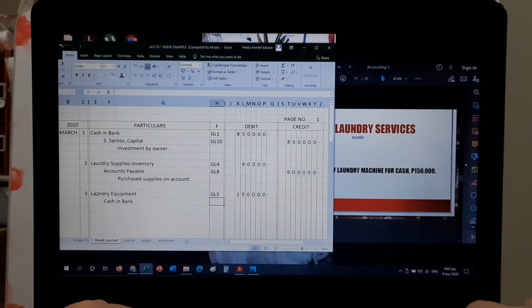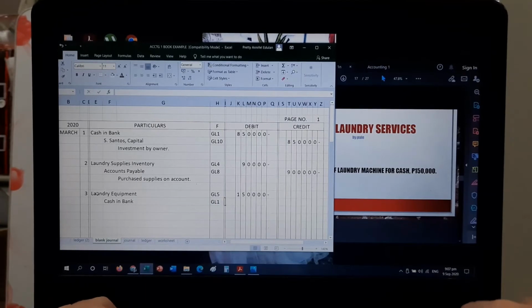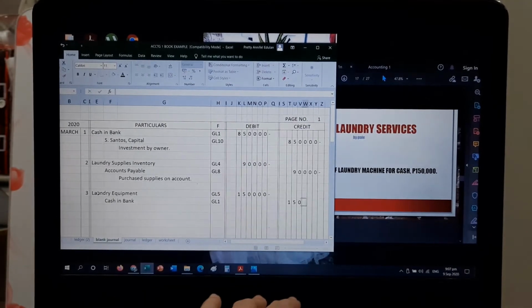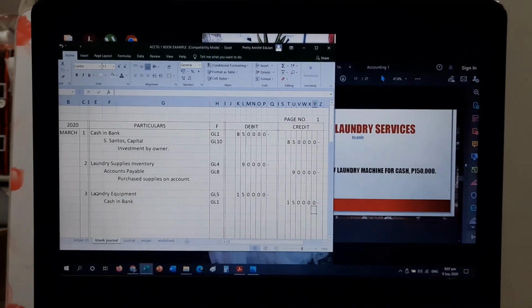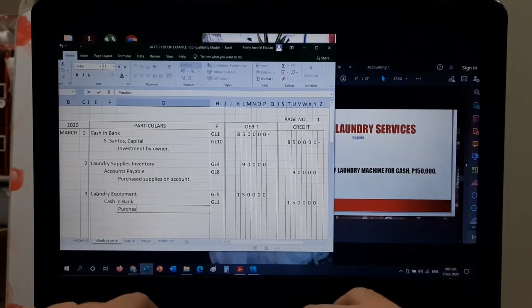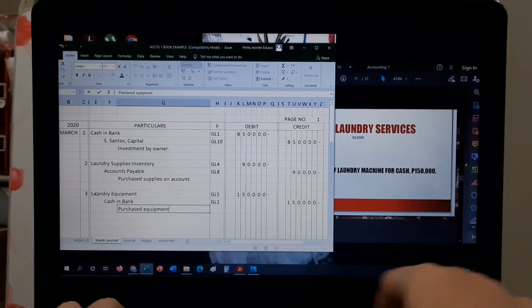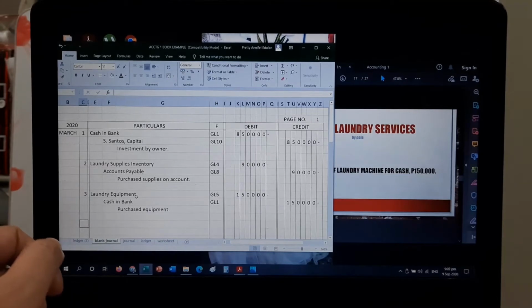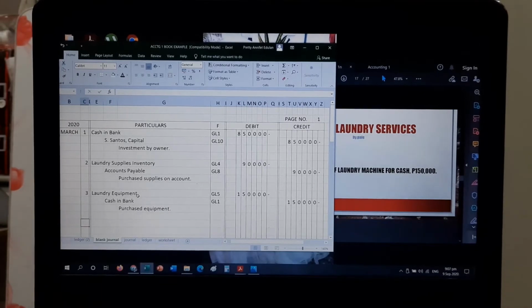So again, you must be consistent. In your chart of accounts, we use cash in bank. So you must, wait, this is 90,000. Then this is 150,000. So the explanation should be purchased equipment. You don't need to write a set number of sentences per explanation. You could have a phrase so long as it's understandable.